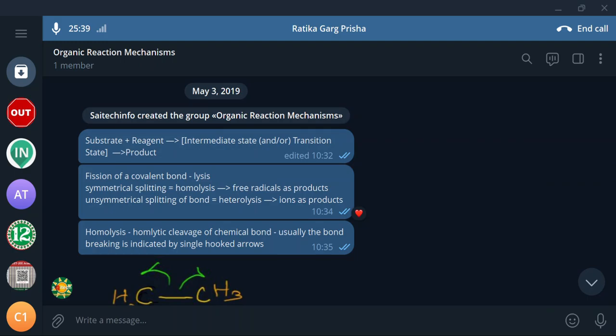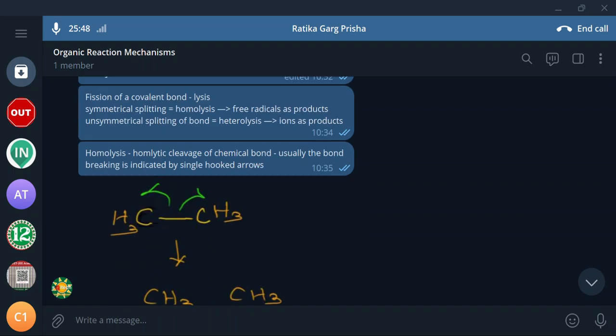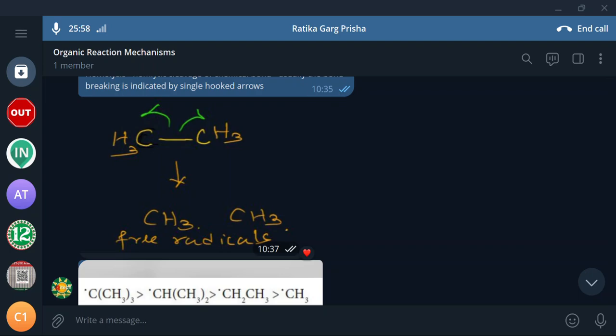So the free radicals are the products of homolysis, which is nothing but the symmetric splitting. Do you understand this? For example, let me consider this ethane. This is called ethane molecule. CH3 bond CH3. Here, the cleavage takes place evenly and that results in CH3 dot, CH3 dot. So they are called free radicals. Do you understand this?